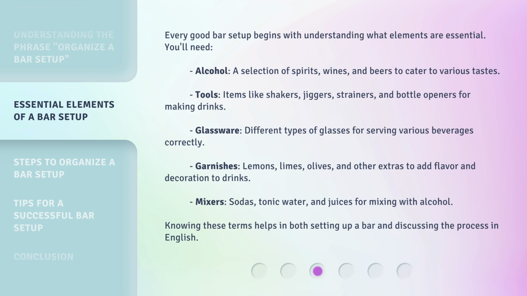Garnishes, lemons, limes, olives, and other extras to add flavor and decoration to drinks. Mixers, sodas, tonic water, and juices for mixing with alcohol. Knowing these terms helps in both setting up a bar and discussing the process in English.